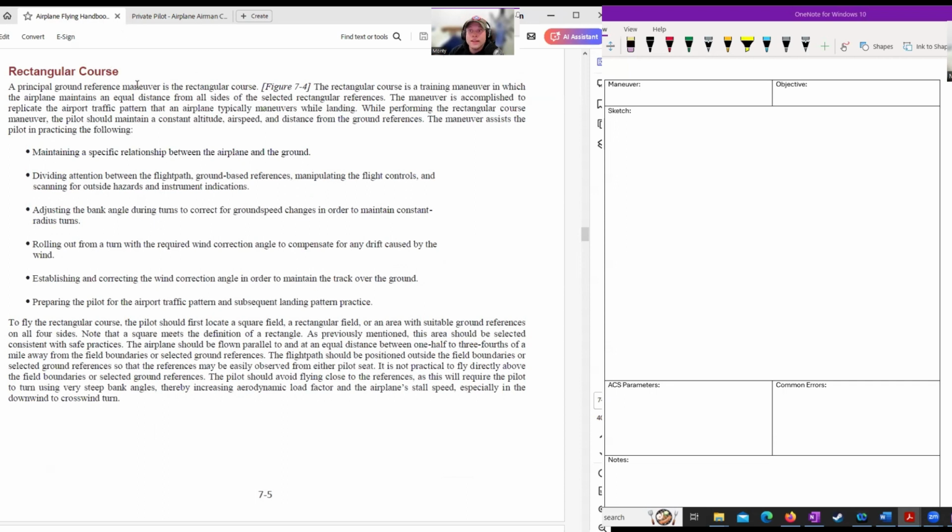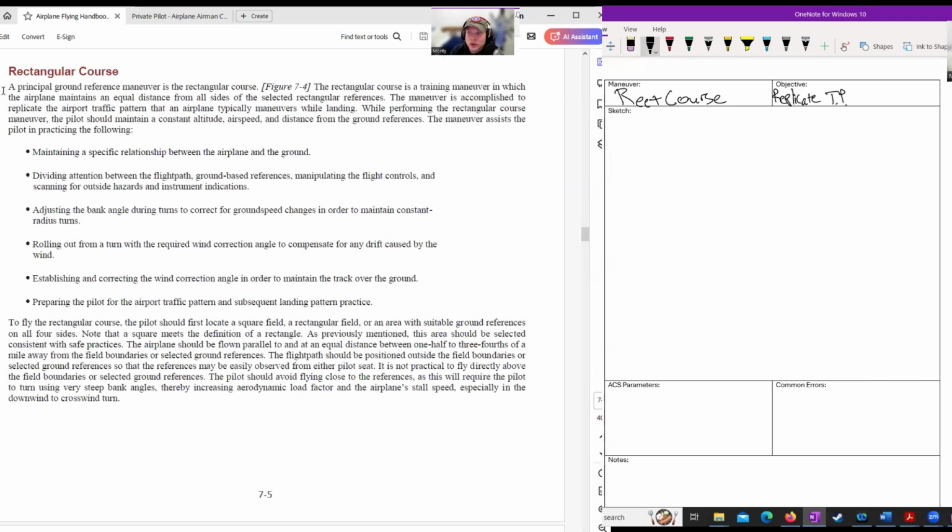First thing I like to do when I'm studying these maneuvers, I like to write down the maneuver. So today we're doing the rectangular course, and I'll abbreviate, so hopefully we can get some good handwriting. The principal ground reference maneuver is the rectangular course. The rectangular course is a training maneuver in which the airplane maintains an equal distance from all sides of the selected rectangular references. The maneuver is accomplished to replicate the airport traffic pattern that an airplane typically maneuvers while landing. So I would say the objective is to replicate the traffic pattern. Cool.